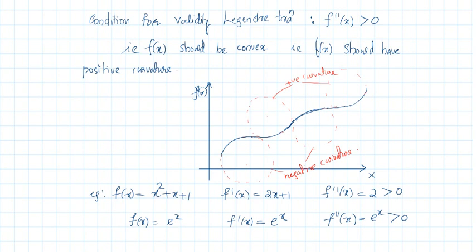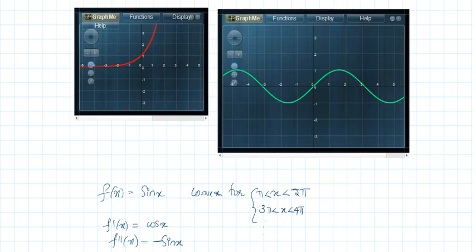Now if you consider something like f of x equal to e raised to x, its first derivative is again e raised to x, the second derivative is again e raised to x, and e raised to x is always positive. That means e raised to x is a function which is having a positive curvature. This red curve represents e raised to x. This is a function having positive curvature throughout.